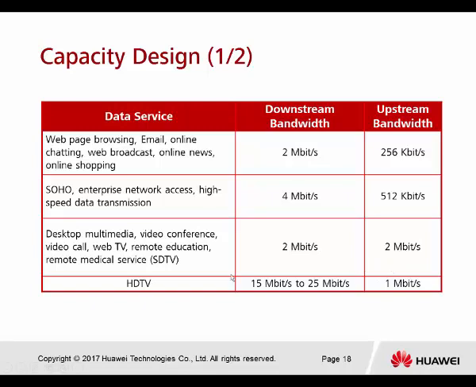And the last one, the HDTV. The HDTV can be set to 15 or 25 megabit per second. The upstream adjusts to 1 megabit per second.